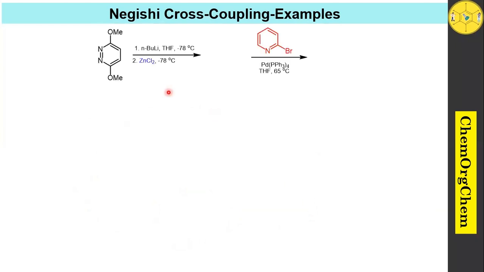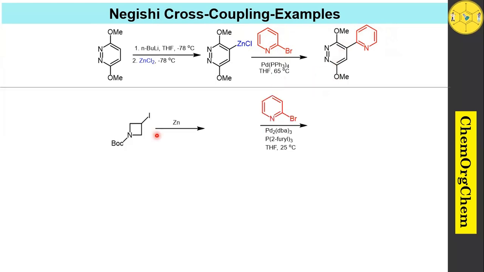So next moving on, some more examples. Here you see this compound. When you react it with n-butyllithium, it readily abstracts this proton, since this proton is more acidic, to produce the corresponding organolithium species, which then reacts with zinc chloride to produce the corresponding organozinc species. This then reacts with 2-bromopyridine to produce the corresponding carbon-carbon coupling product using a palladium catalyst. This is another example.